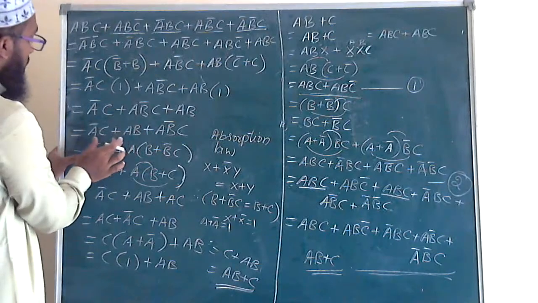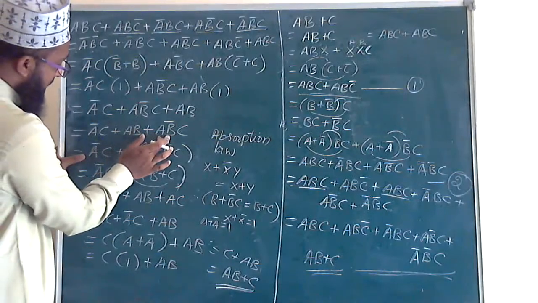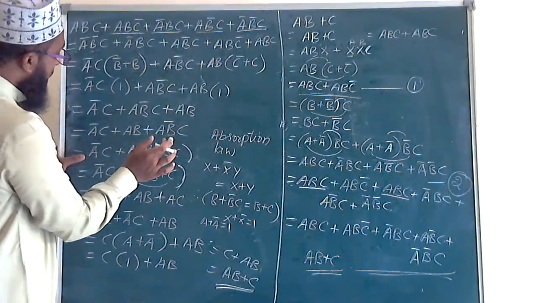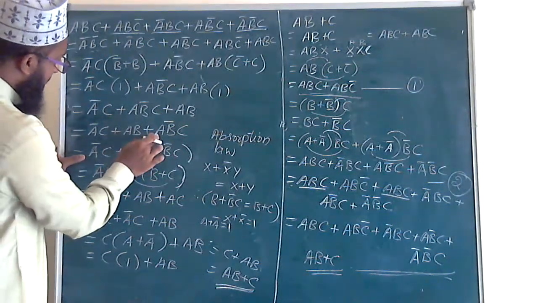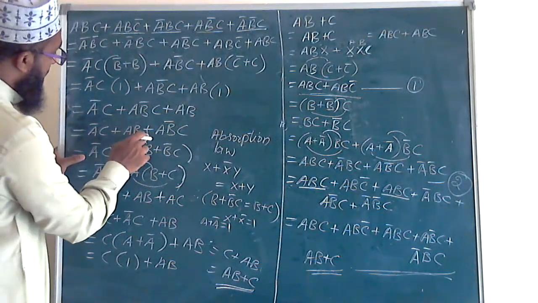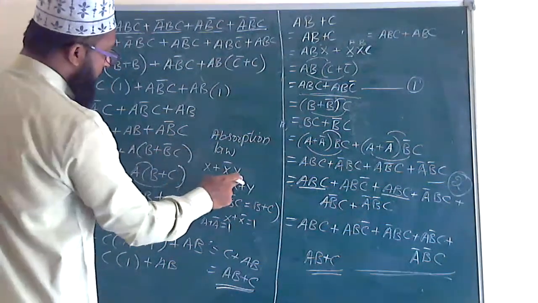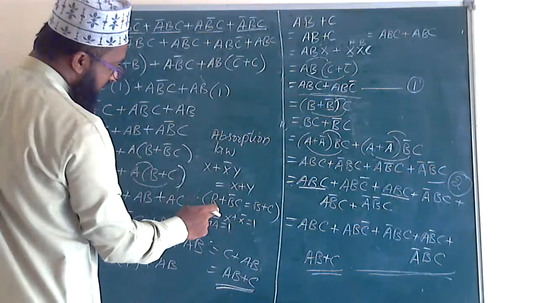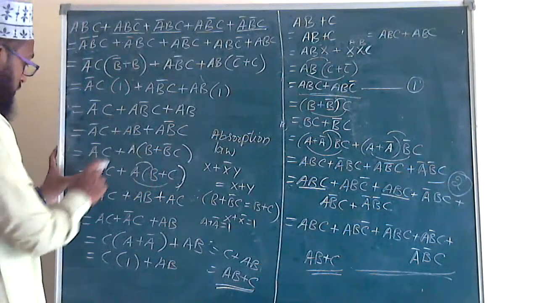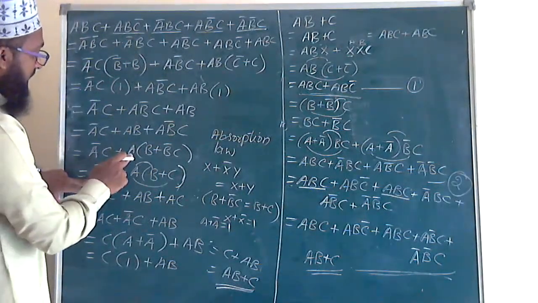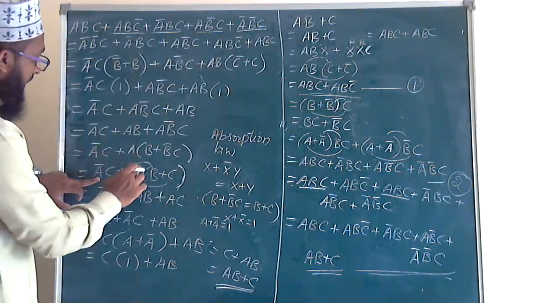After that, look for any common things here. In these two terms, there is no common thing. Check for common things in the next two terms. Yes, here one common thing is there, that is A. So write down A, then it will become B plus B bar C, and according to the absorption law, X plus X bar Y is equal to X plus Y. So B plus B bar C will also become B plus C. So write down A bar C as it is, then A into B plus C according to the absorption law. Then expand, multiply.